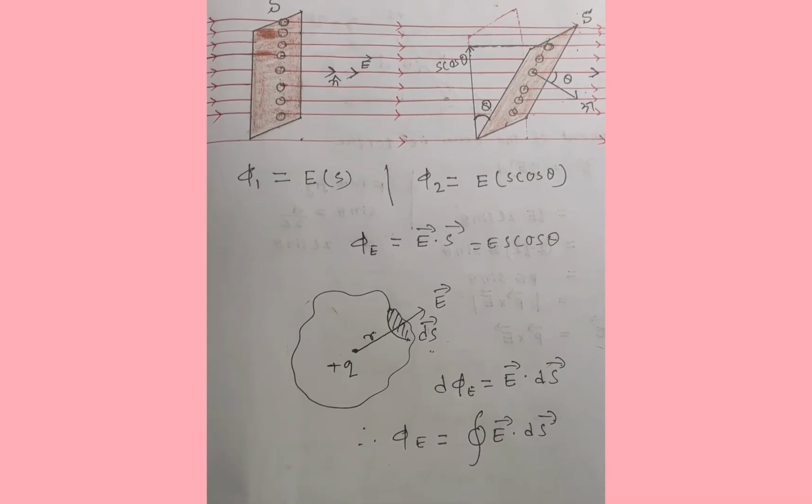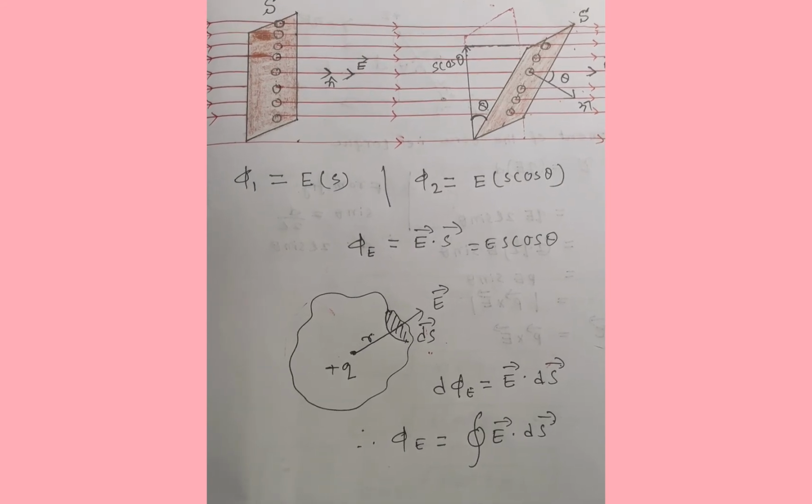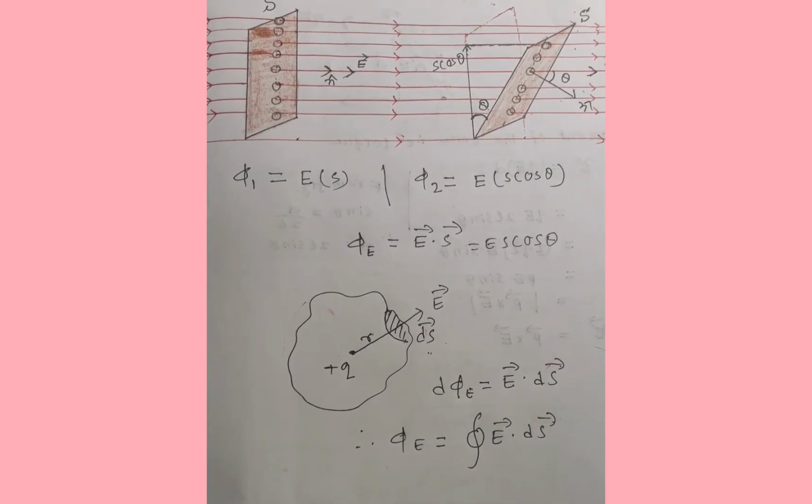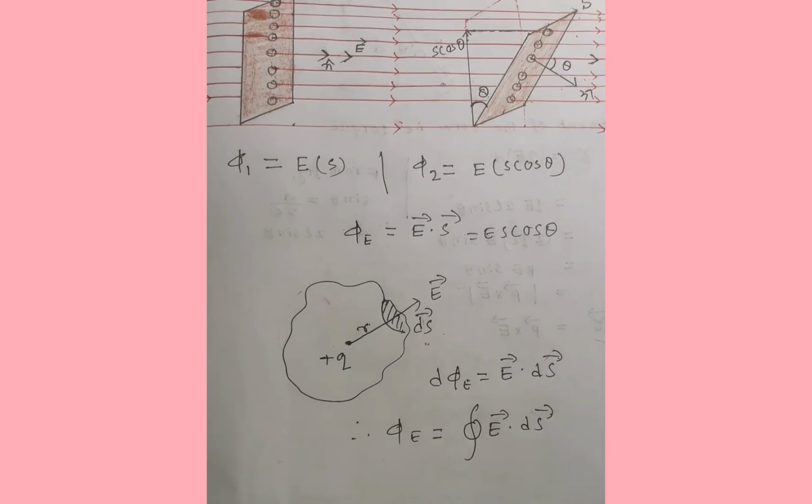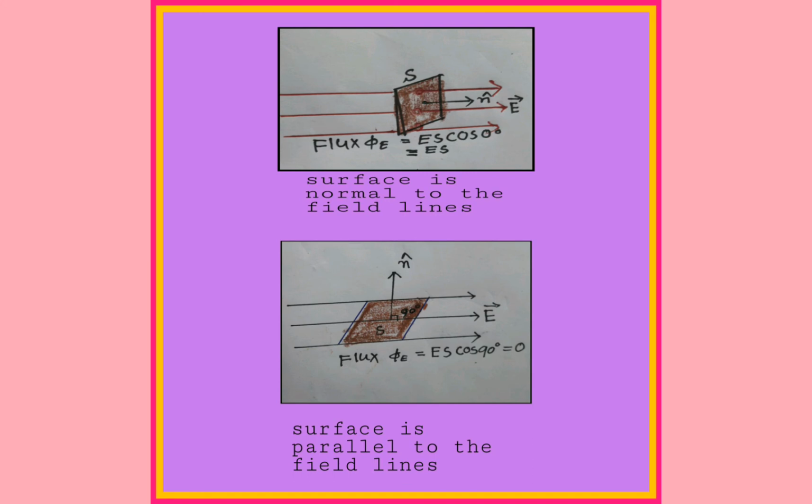Here, the electric flux is the total field lines crossing normally through a surface. If any surface is parallel to the field lines, no field line will cross through this surface. In this case, the electric flux will be 0. In the figure, two surfaces are shown. In the first case, the surface is normal to the field line, and in the second case, the surface is parallel to the field line.